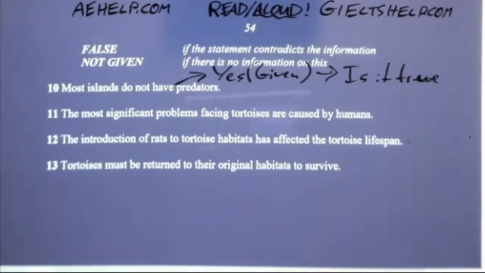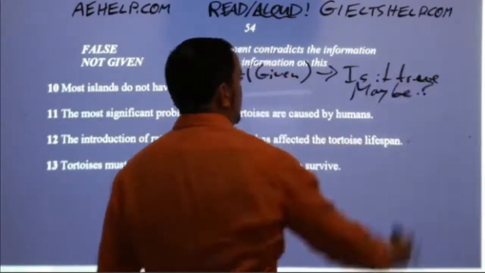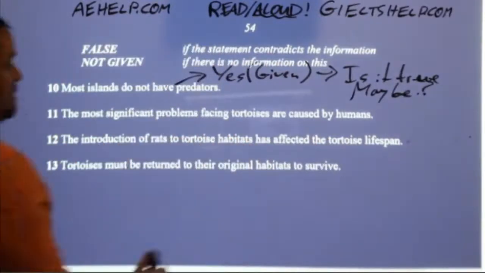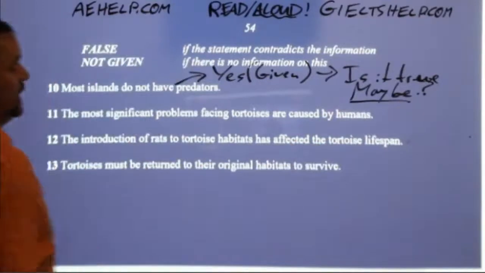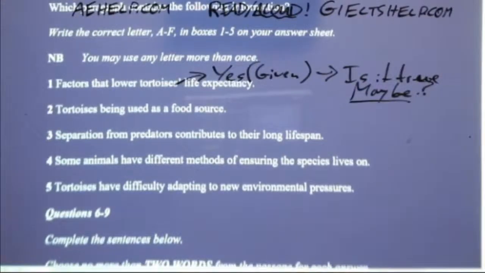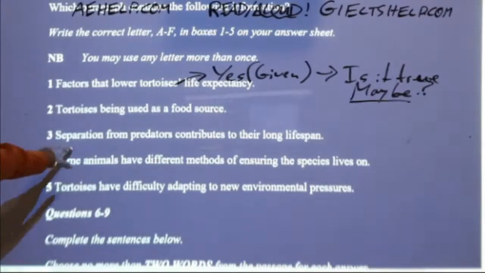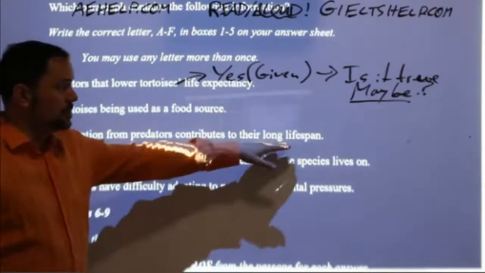I think it's important because that's where tortoises live. Is it given? Is it true? I don't know. Maybe. So I'm going to check, because my answer is maybe here. Now, fortunately, I know where this is coming from, right? Because it's coming from E. Remember that these questions here help you to answer other questions. So that's why it's so important to get these ones correct, because I know that this one, number 3, separation from predators contributes to their long lifespan.